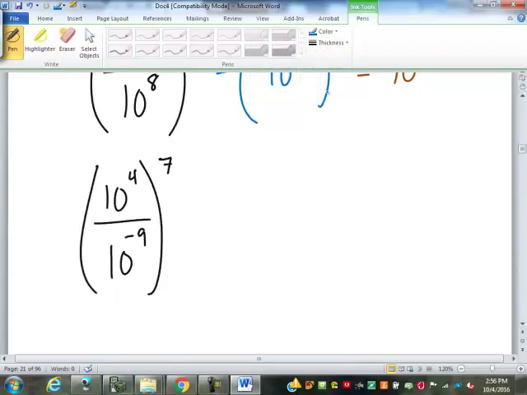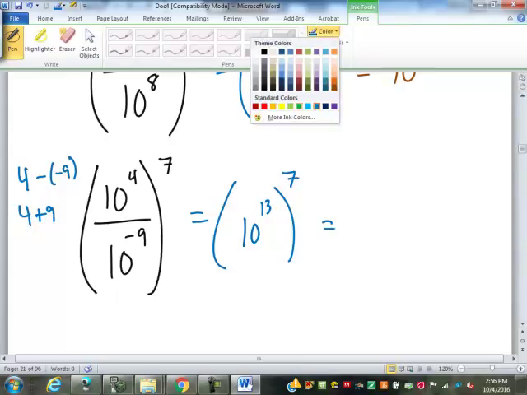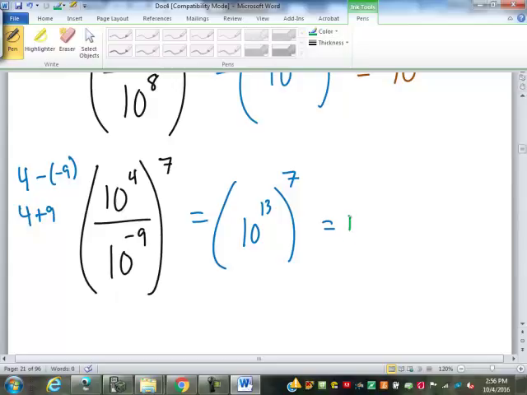How about this one? 10 to the 4th divided by 10 to the negative 9th, to the power of 7. 10 to the 4th divided by 10 to the negative 9th is 10 to the 13th. 4 minus a negative 9 becomes 4 plus 9, so 13. So now I do have to do the 13 times 7, which is 91. 10 to the 91st.